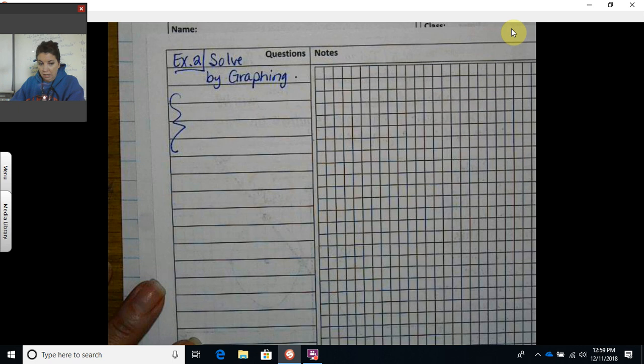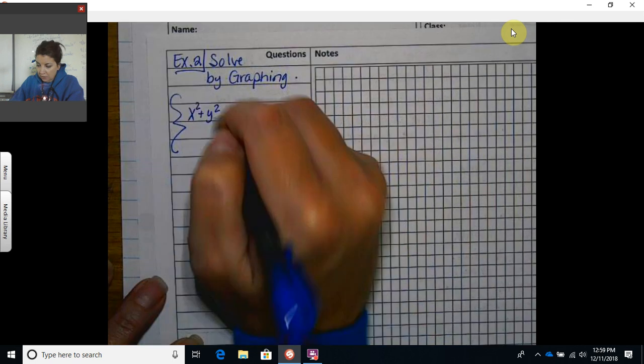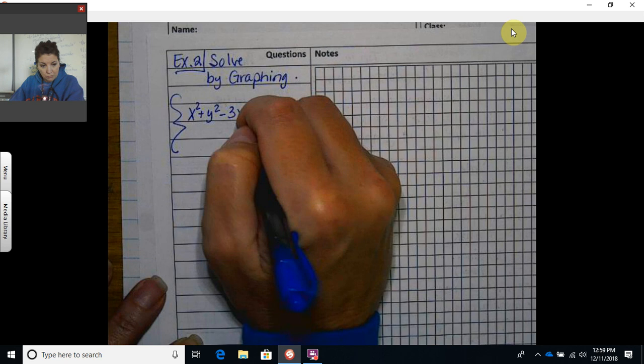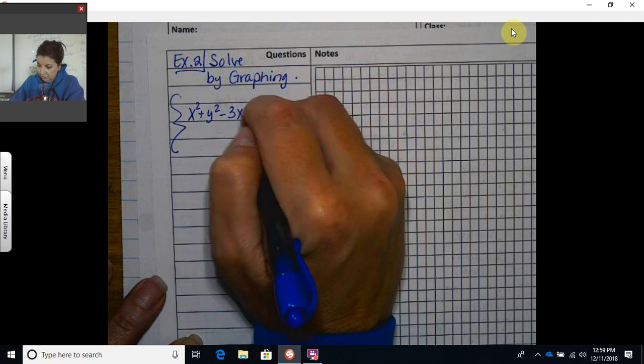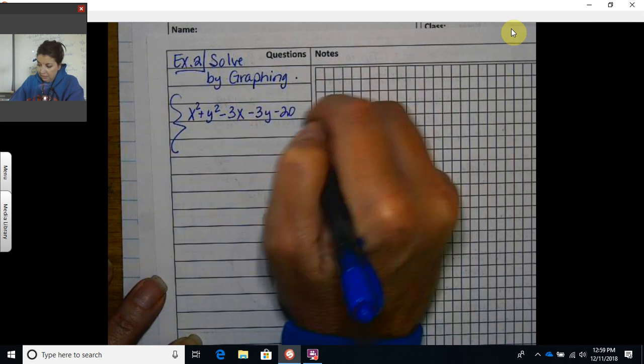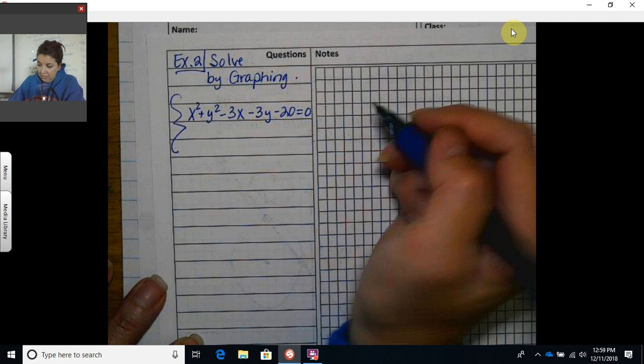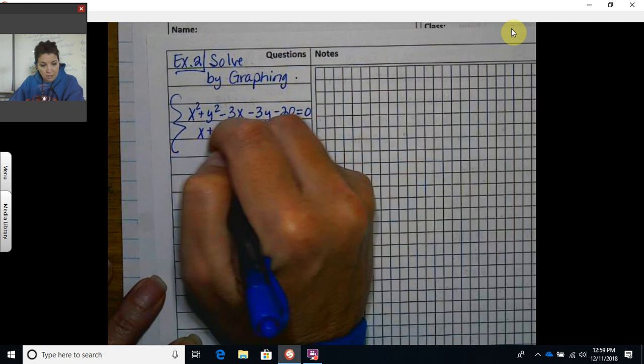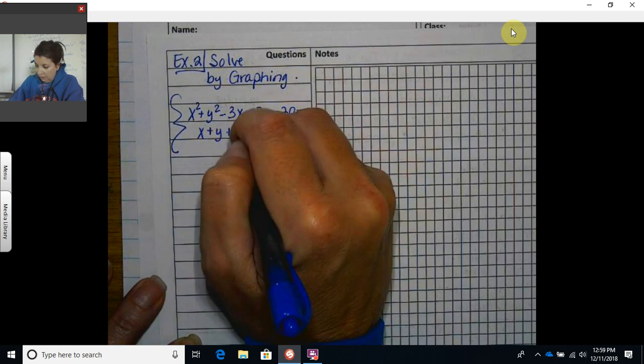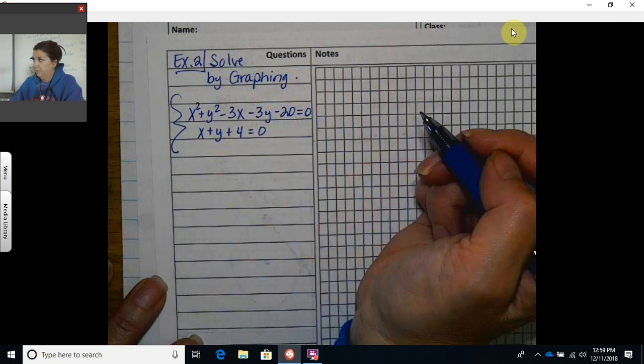X squared plus y squared minus 3x minus 3y minus 20 equals 0. And the other equation is x plus y plus 4 equals 0. And I want to solve these by graphing.